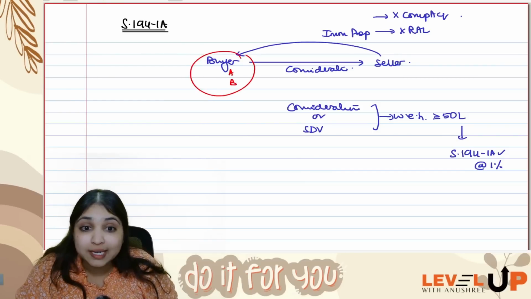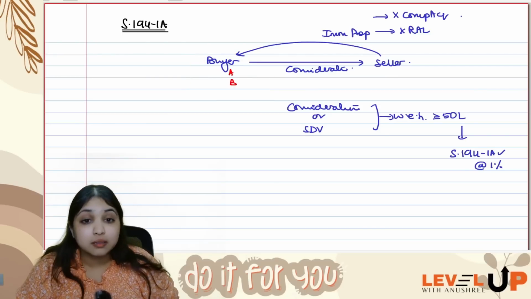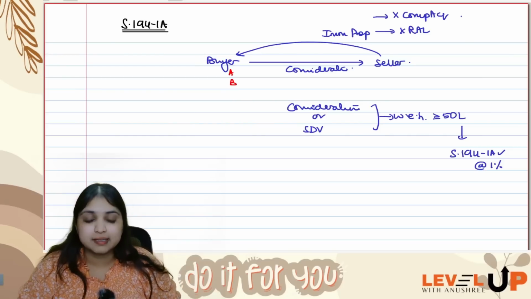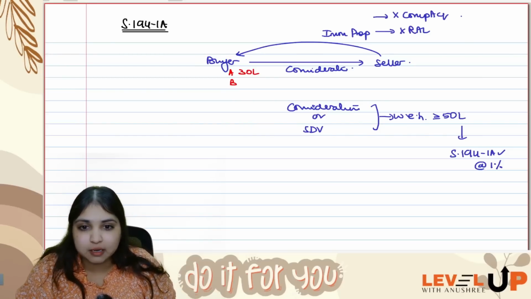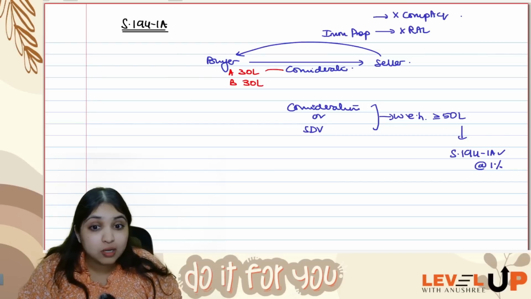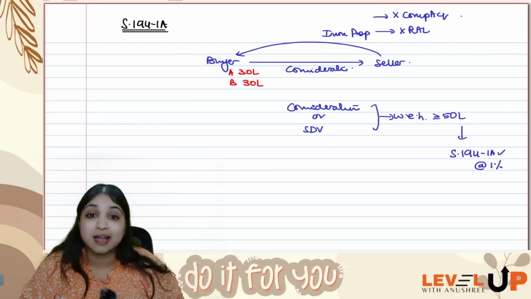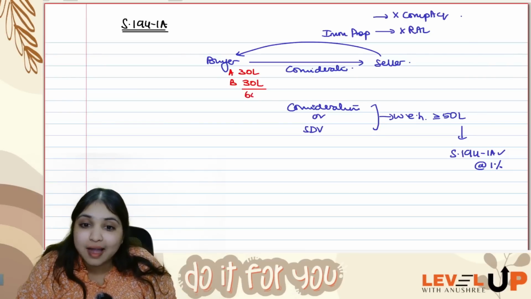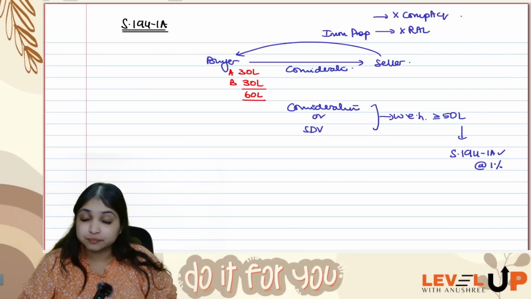They are jointly buying this property. Then how will you compute the consideration number? Let us say buyer A is going to pay 30 lakhs, buyer B is going to pay 30 lakhs. So will you say, oh, 30 lakhs, it is less than 50 lakhs, so no 194IA? Will you say like that, or will you look at the aggregate 60 lakhs?